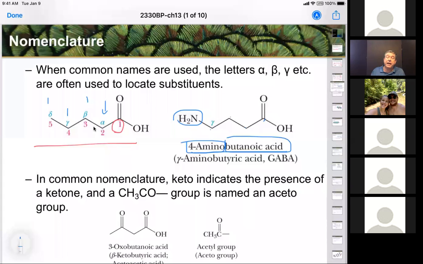It actually smells very bad. It's the smell you get when butter goes rancid, okay? But, so that's butyric acid. And then this is the amino group, and it's on the alpha, beta, gamma carbon from that. So that's gamma amino butyric acid, or GABA. It's actually used as a hypnotic sleep aid for people who have trouble sleeping.